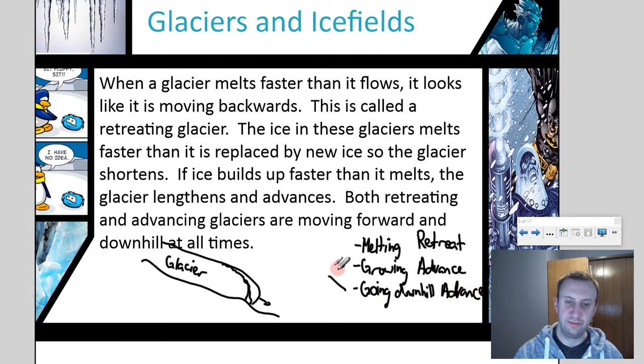As long as these two things together are faster than the melting, it's going to be an advancing glacier. If the melting is faster than the growing, it's going to be a retreating glacier. These two things are causing it to advance, and this thing is causing retreating. And it all has to do with whether these two things are happening faster, or this thing, the melting, is happening faster.